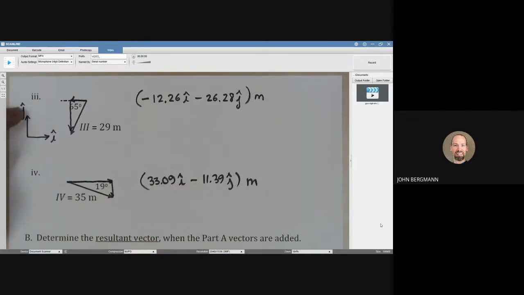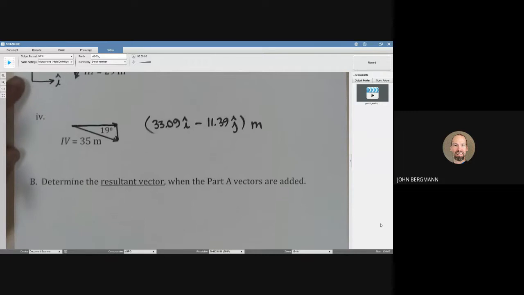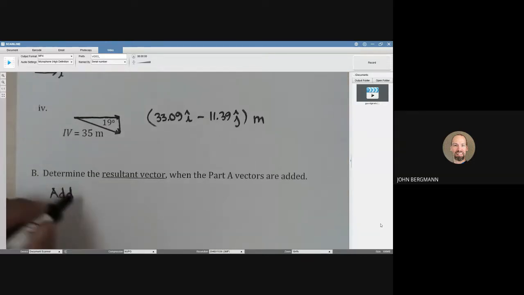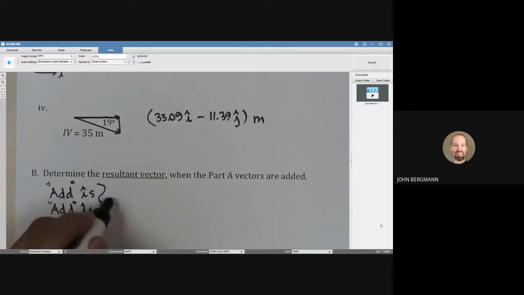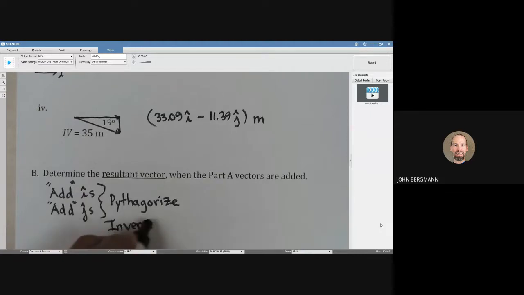All right, if we took those four vectors and we added them up, what would we have to do? Add the I hats, add the j hats. I'll put add in quotation marks because if they point in the opposite direction, isn't it true? You're going to have to do a little subtracting. Pythagorize, inverse tangentize. That's all one word, in case you're wondering. And by the way, those are two verbs that I believe I made up. Pythagorize and inverse tangentize.